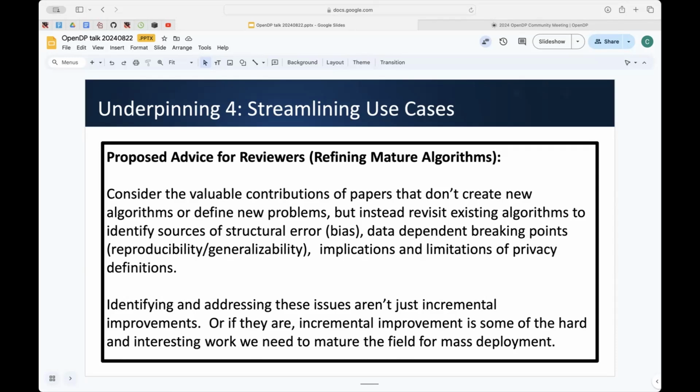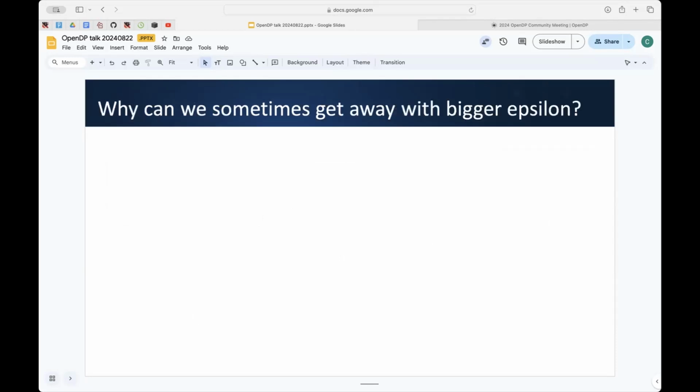Consider the valuable contributions of things like that. Don't create new algorithms or define new problems, but instead revisit existing algorithms to identify sources of structural error, like bias, data-dependent breaking points, and implications and limitations of privacy definitions. Because those are how we get to having cars on roads.